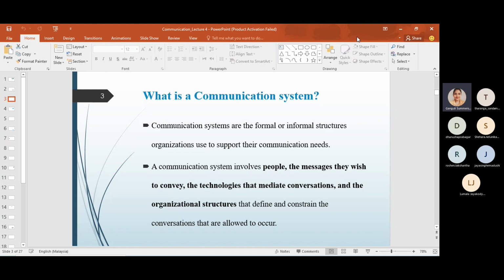When we say organisation, what we mostly think is that communication should be formal all the time. Yes, most of the time it has to be formal, but it doesn't mean that you cannot have informal communication at all in an organization. Sometimes there can be situations where you need to communicate informally as well.